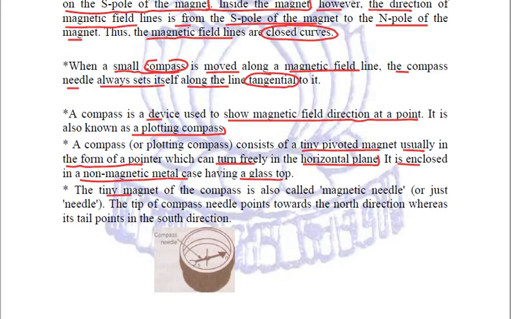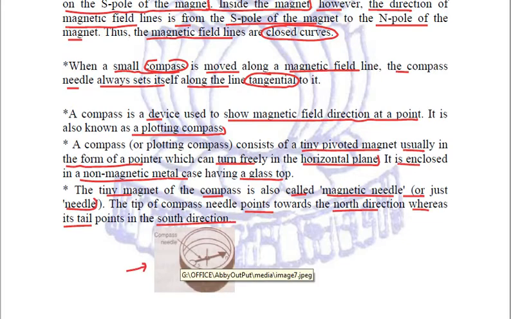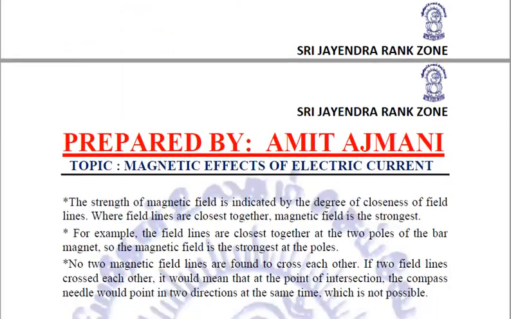Now, the tiny magnet of the compass is also called magnetic needle or just needle, and the tip of compass needle points towards the north direction, whereas its tail points in the south direction. This is exactly what a compass needle looks like. There is a needle having a pointer which is going to point towards the north direction, the tail which is going to point towards the south direction, and this is the pivoted point in between, right? So this is about a compass.